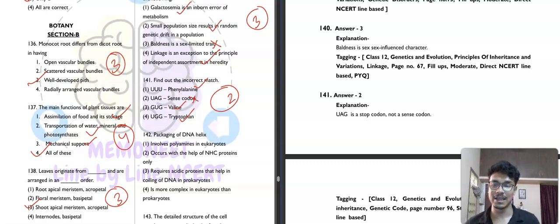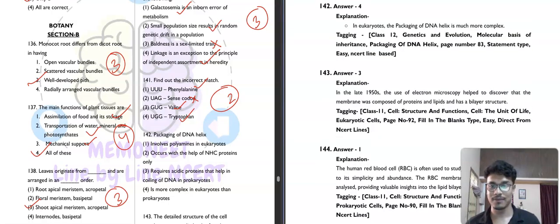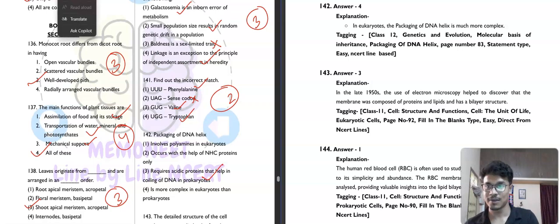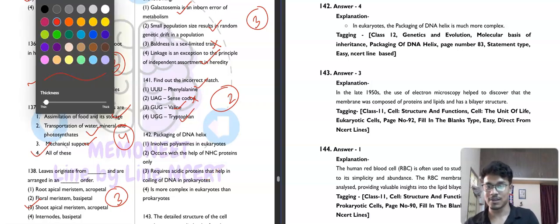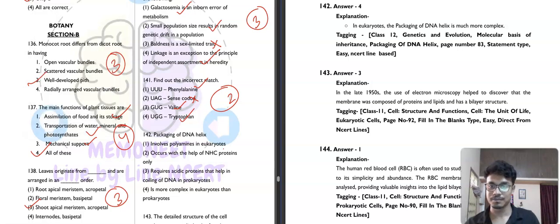Then packing of DNA helix. Packing of DNA helix involves polyamines in eukaryotes. Then it occurs with the help of NHC proteins only, and then requires acidic protein that help in the coiling of DNA in prokaryotes. Okay, this is not correct, because in eukaryotes the packaging of DNA helix is much more complex. The packaging of DNA helix is more complex in eukaryotes than prokaryotes, which is absolutely correct. So the fourth option will be your correct answer for this question.